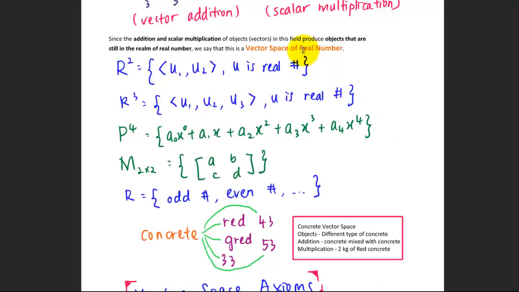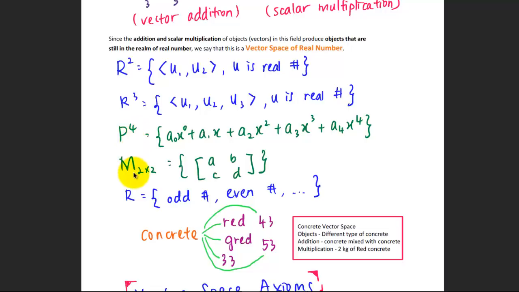The vector space does not stop at real numbers. It could be real numbers for two-dimensional space, three-dimensional space, where the members here, U1, U2, U3, are all within the realm of real numbers. And vector space could be expanded beyond real numbers. It could be a vector space of polynomial equations, where the members, those polynomial equations within this boundary, belong to the polynomial equations vector space.